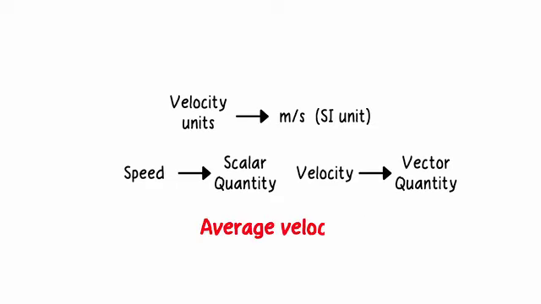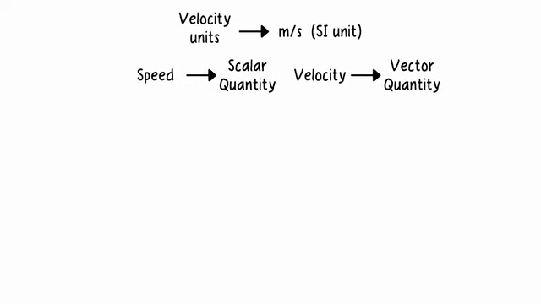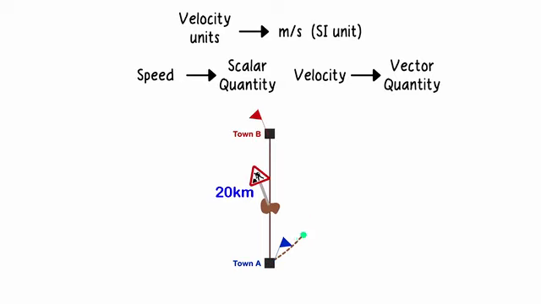Now, what about average velocity? To make it easier for you, we'll look at an example. You have to travel 20 kilometers up north, but because of a roadblock, you took an alternative path that totaled 50 kilometers and took you 2 hours to reach the destination. This was your path of travel.